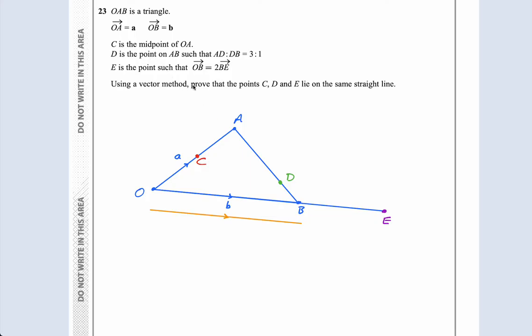Then it says, using a vector method, prove that the points C, D, and E lie on the same straight line. So he's claiming that, my diagram isn't perfect, but it might be close enough. He's saying that C to D to E, actually that's pretty good. Obviously I've just made up the diagram, guys, and you don't have to show this, but I wanted you to understand what's happening. I might just move D as a bit of a cheat there. Okay, so he's saying prove that C to D to E is a straight line.